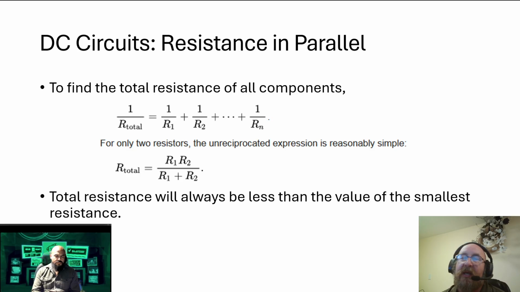If you've run this calculation and what you come up with for R total is more than the lowest resistor value in there, you're doing something wrong. Something is wrong with your calculations. So keep that in mind as you're going through and doing some of the math behind these sample problems.